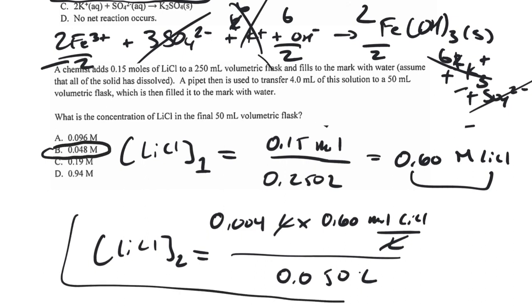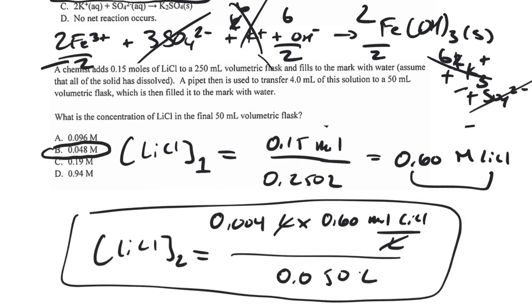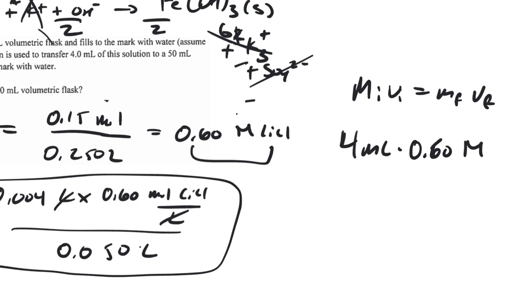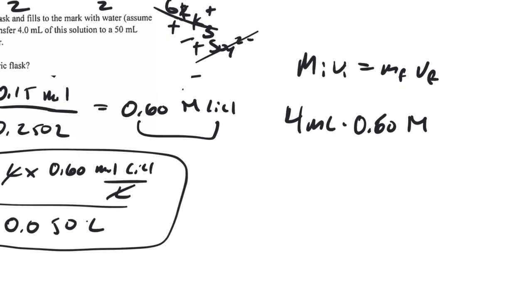Now for this step here, I was really just using the concept of molarity as moles over volume. You could also have done M1V1 equals M2V2, so an approach could have been taking 4 milliliters times 0.60 molar, to use MiVi equals MfVf. And so this is our Mi and Vi equals Mf as our unknown times Vf of 50 milliliters, and we get to the same answer.